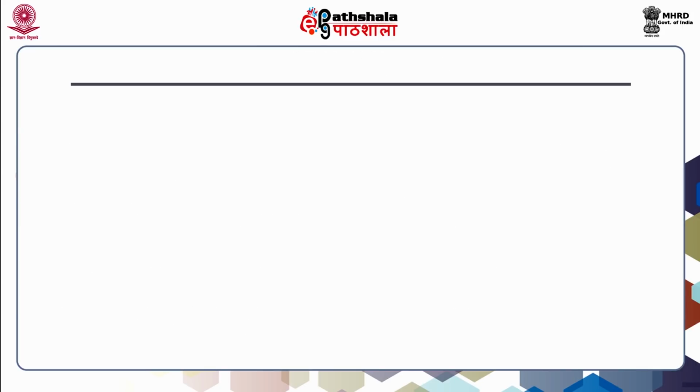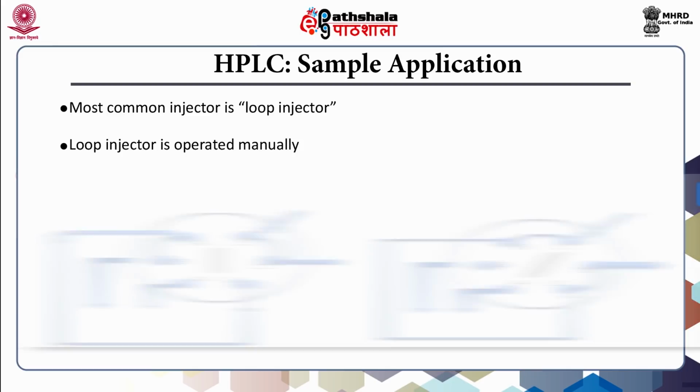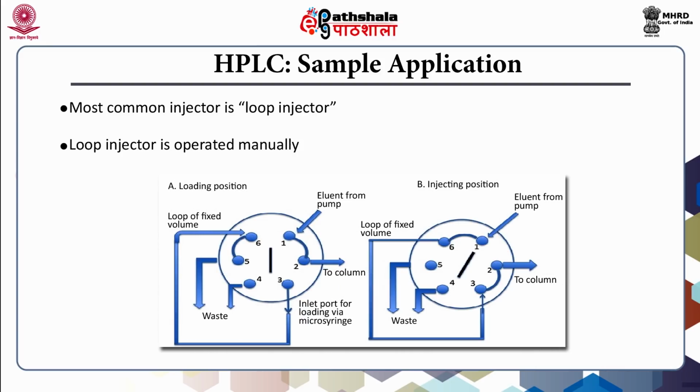In the next slide we will discuss how to apply the sample and what the injector is in case of HPLC. The most common injector in HPLC is the loop injector. That means it has one loop which is operated manually. If you see the pictures here, there are two pictures. One is on the left hand side, that is A, and the other is on the right hand side, that is B. The left hand side picture represents the loop injector in the loading position, and the right hand side is shown in the injecting position.